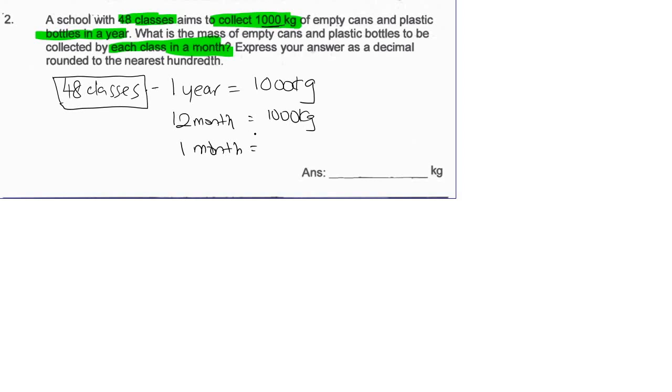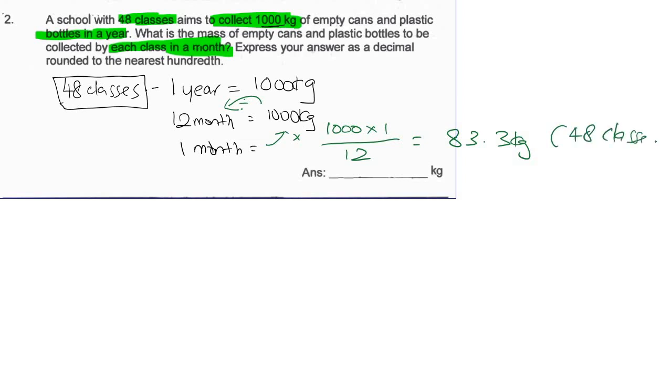So how do we do this kind of thing? That's what I said, right? Here to here is times. Here to here, divide. So it's 1000 times 1 divided by 12. So in 1 month they need to collect about 83.3 kg. This is for the 48 classes every month. Per month, okay? Per month.